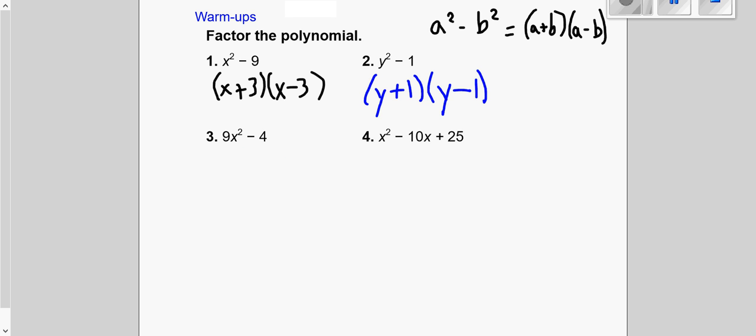Number 3. Perfect square, perfect square. So this is the difference of two perfect squares. Square root of 9x squared is 3x. So we get 3x plus, square root of 4 is 2, 3x plus 2 times 3x minus 2.